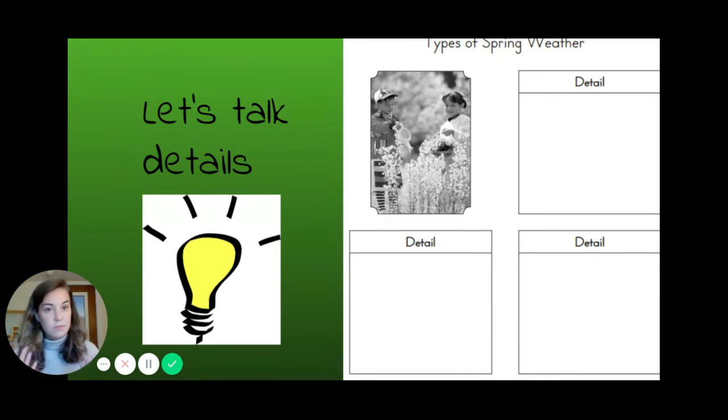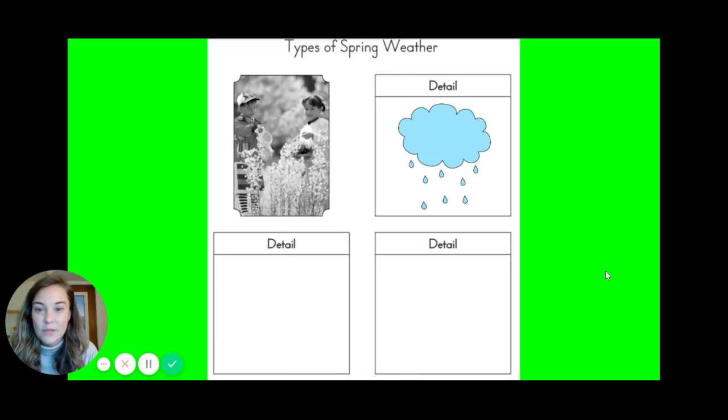And now that we know our topic is spring weather, what were some types of spring weather that were discussed in the book? I'll say that again. What were some types of spring weather that were discussed in the book? Do you remember any of them? Let's see if ours match up.